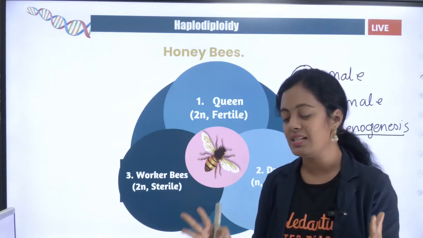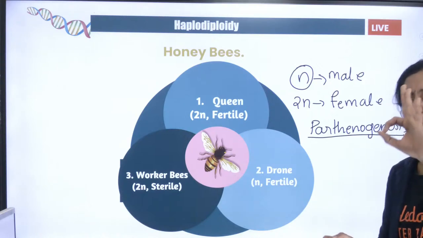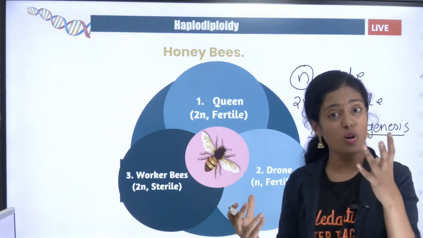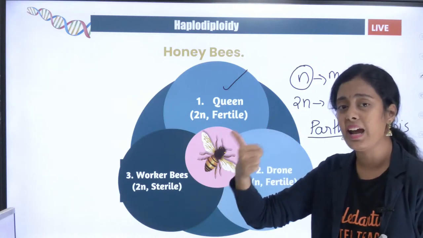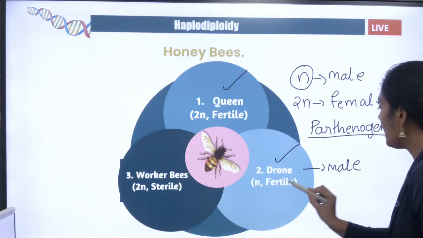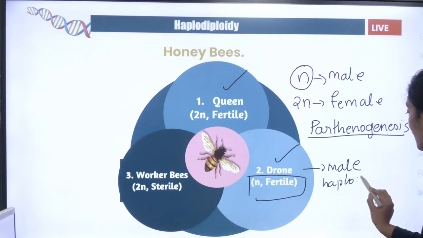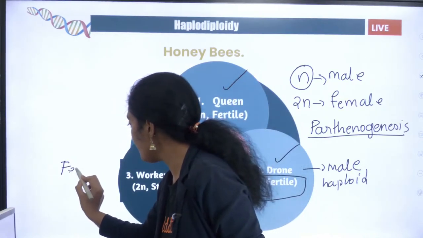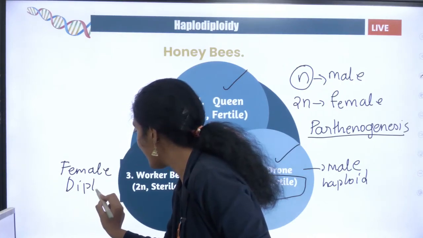Yes, very good, Janice. Excellent. So, where does parthenogenesis happen? It happens in honeybees. There are three kinds of organisms. If you go to a hive, or a swarm, a group of bees called a swarm, correct? First there is the queen. She is the leader of the entire hive. Then you have drones. The drones are your males, and they contain n, that is they are haploid. They are haploid and they are fertile. They can reproduce. Coming to your workers, the workers are females. They are diploid and they are sterile.